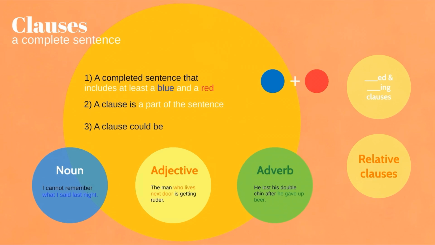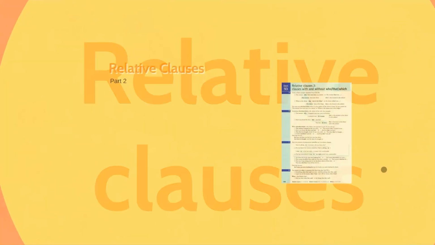This video is about relative clauses. A clause is a complete sentence. It could be a blue, it could be a yellow, it could be a green. A relative clause is a yellow. Let's take a look.